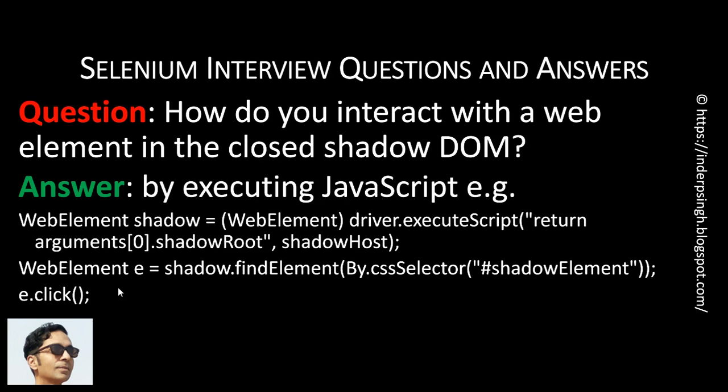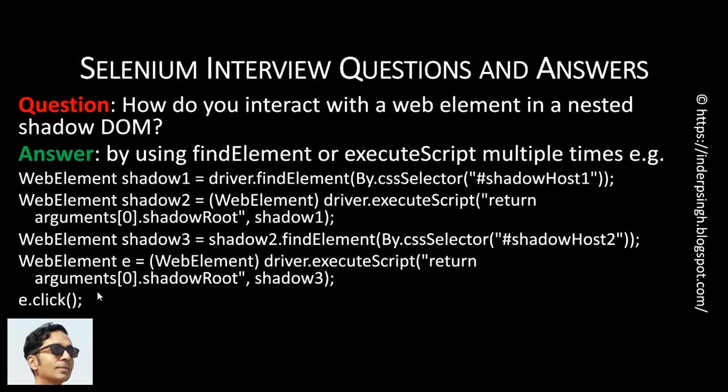with it. How do you interact with the web element in the closed Shadow DOM? With closed Shadow DOM, we can interact with the web element by using JavaScript. So for example, WebElement shadow is, first of all, we can execute script and return arguments, shadow root, etc. And then once we have that Shadow DOM, we can call find element on that Shadow DOM and give the CSS selector and then interact with that web element.